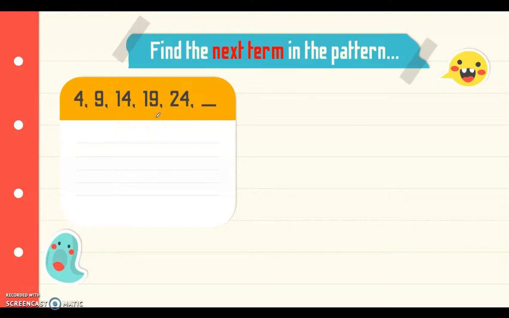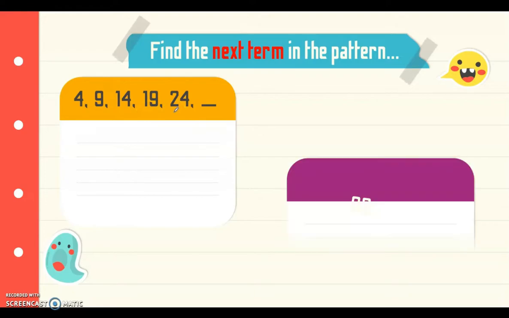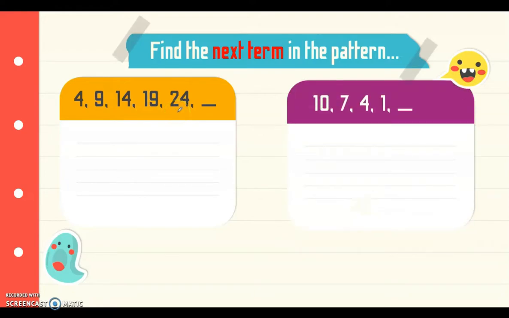What operation are we going to perform to get the next number? From 4, the next term is 9. Our pattern might be that we need to add 5, but we are not sure yet. We need to confirm by checking the next term. Still adding 5, we can conclude that our rule is adding 5 since 9 plus 5 is 14, 14 plus 5 is 19, 19 plus 5 is 24, and our answer is 24 plus 5 is 29.